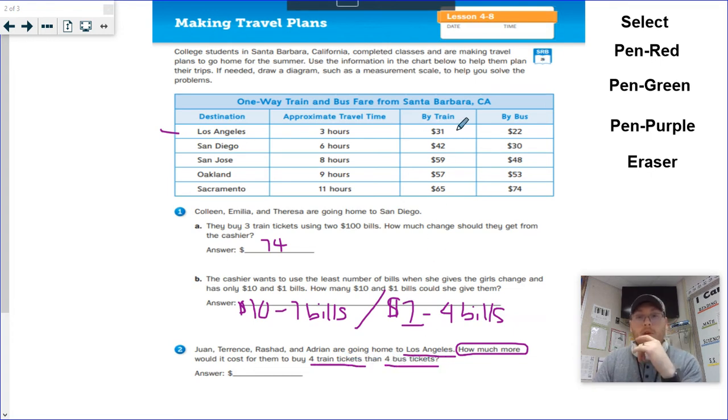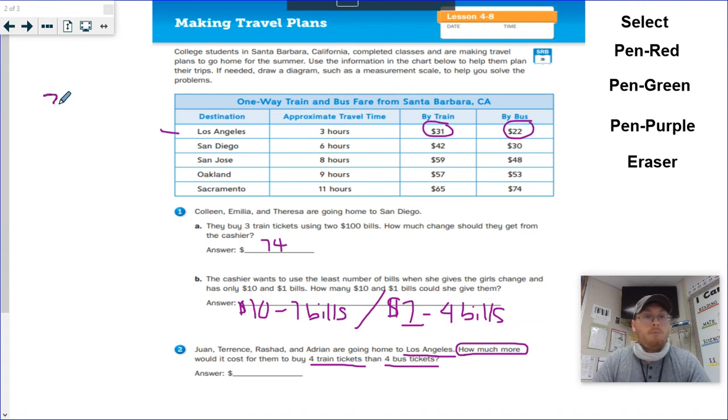Okay, so Los Angeles, I have train tickets here, bus tickets here. Okay, so I need 4 train tickets and I need 4 bus tickets, and I have to figure out the difference between the two. Okay, so first off, I have to figure out the train tickets. How much would 4 of those cost? The bus tickets, figure out how many 4 of those would cost, and then I take those 2 answers and subtract and get my answer, because it's asking me how much more would it cost if I were to do that. So I have to find the difference between the two.